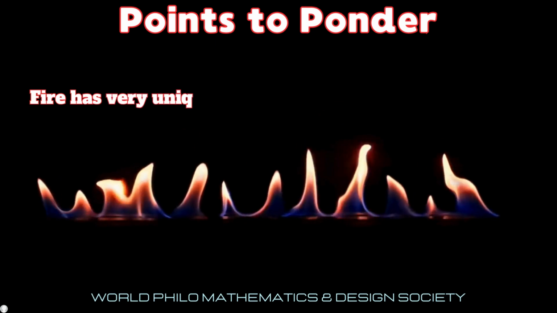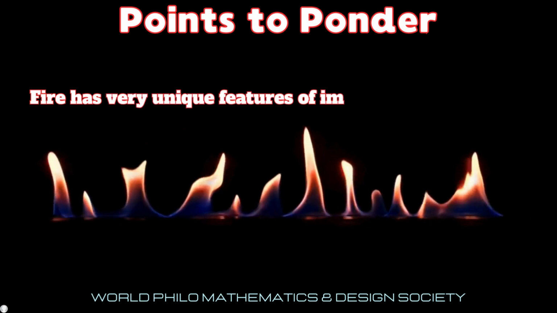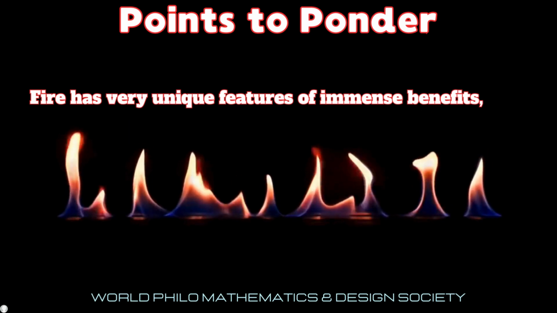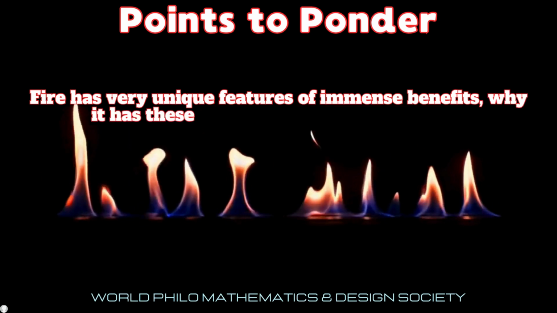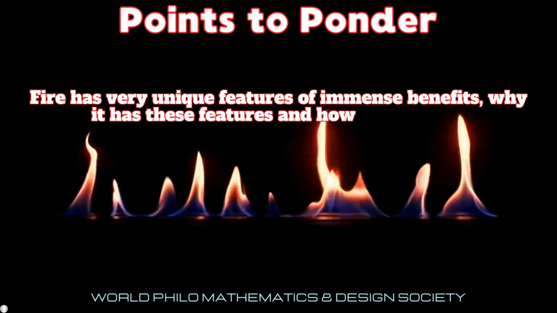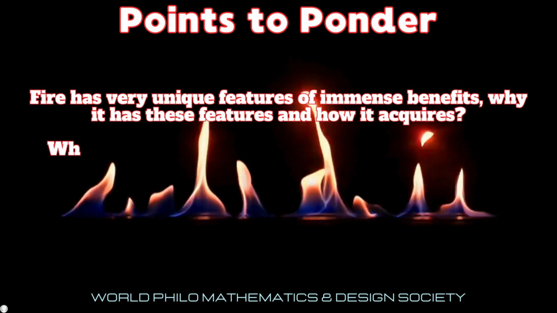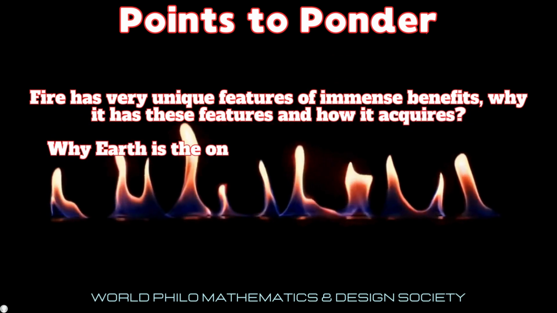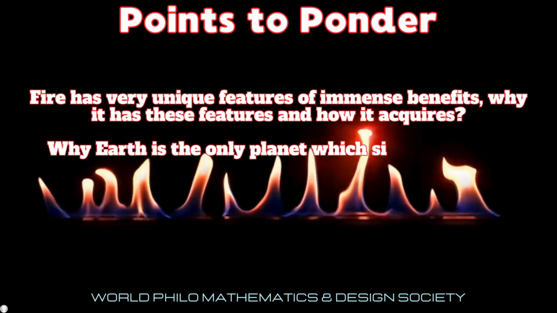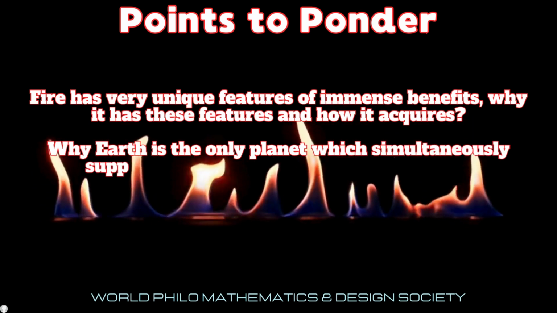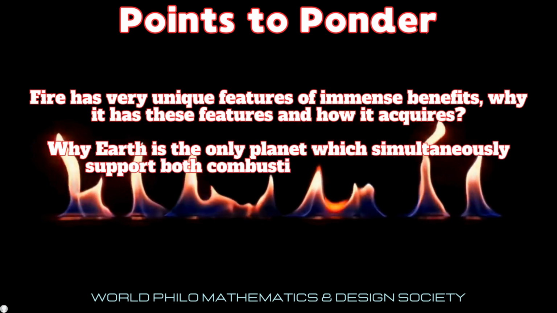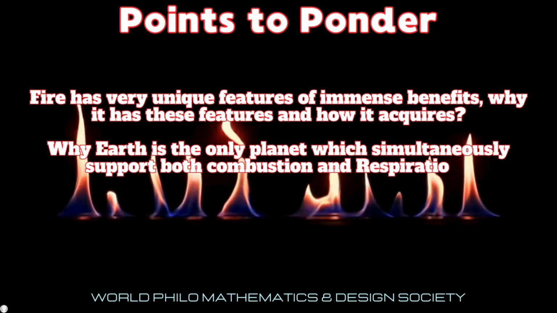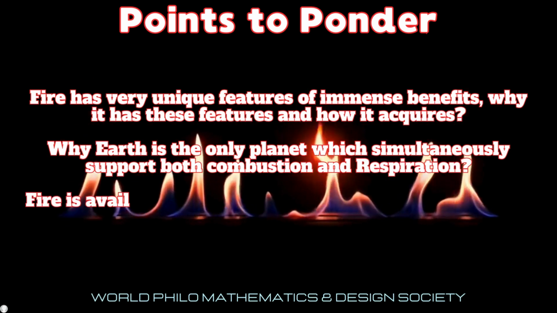Fire has very unique features which are of immense human benefit. Why does it have these features and how does it acquire them? Why is Earth the only planet which simultaneously supports both combustion and respiration? Because it has an ideal size and ideal atmosphere, right, which supports both. Otherwise, it would not work in other environments and atmospheres.